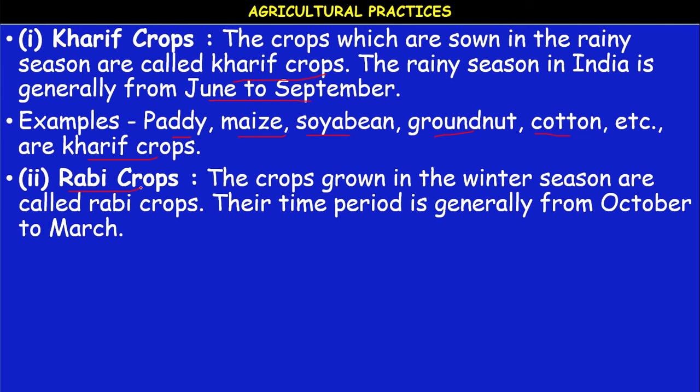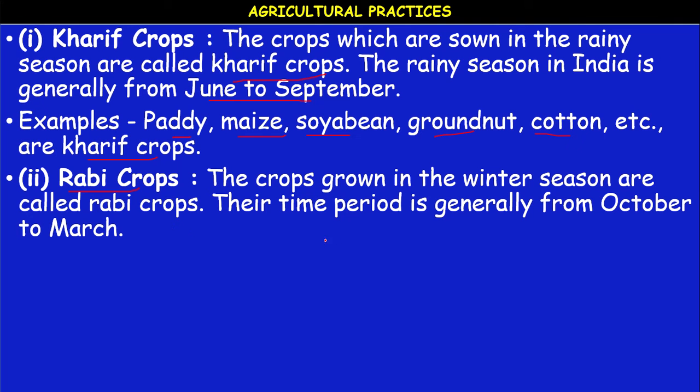The Rabi crops such as wheat are sown at the beginning of the winter season, that is in the month of October to December, and are harvested by March or April. Some other Rabi crops are gram, pea, mustard and linseed.